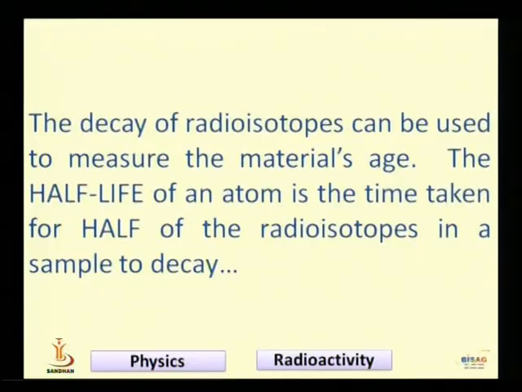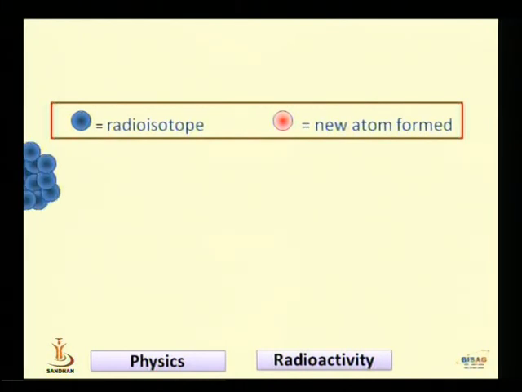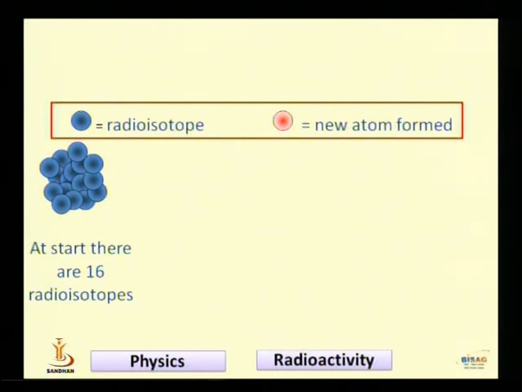Okay. So by the concept of half-life time, you can measure the material's age. This was the benefit of the radioactivity phenomena. By the picture you can see here is a radioisotope material, whatever your radioisotope, which has atomic number greater than 84. At the start, suppose there are 16 radioisotopes.